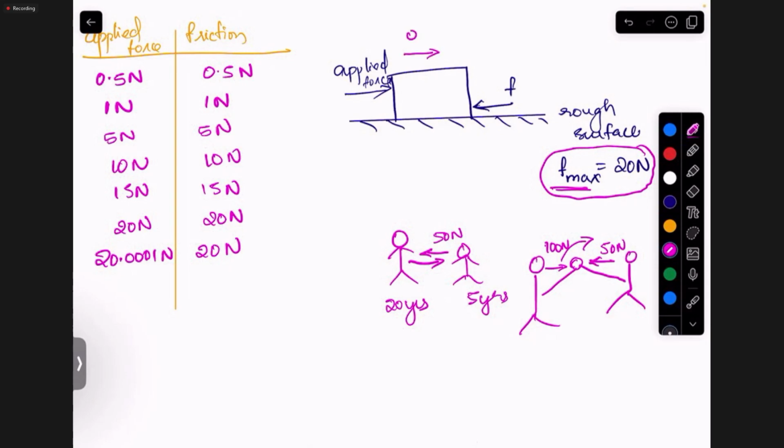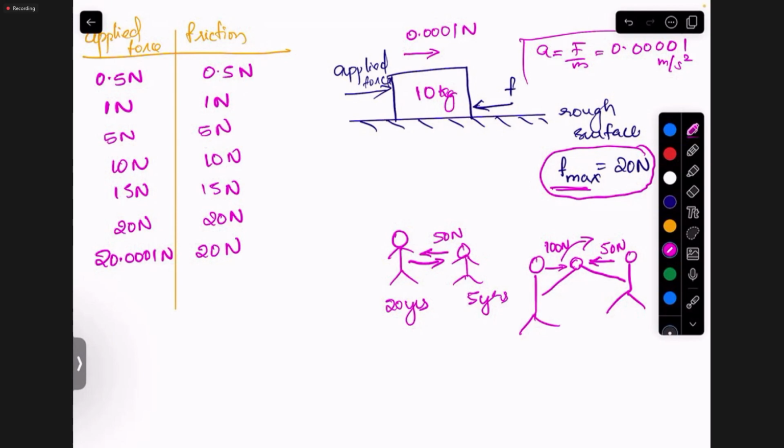due to this 0.0001 Newton force. If it is a 10 kg block, acceleration will be very feeble. Acceleration will be force by mass, which is equal to 0.00001 meter per second square. So that will be the acceleration of this block.